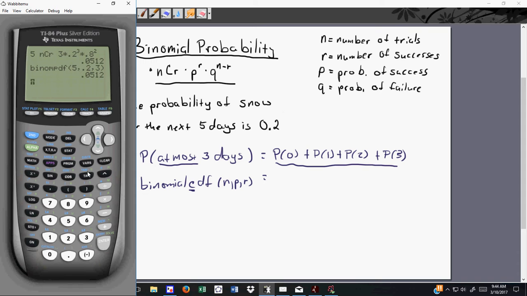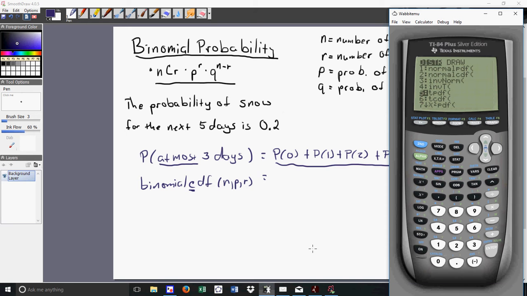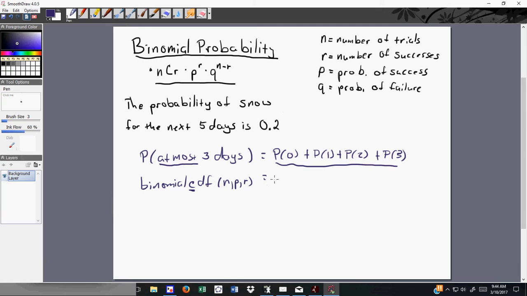Binomial CDF of 5 days, 0.2, and I want it to be at most 3. And that gives me, wow, 0.99328.